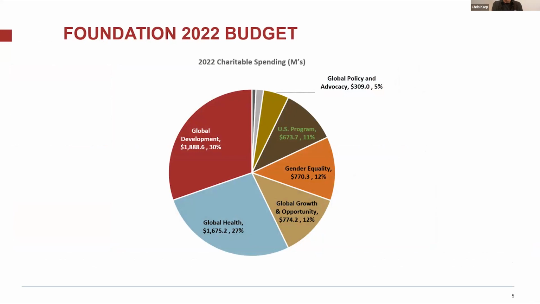So next slide here. Two points here. This is a pie chart view of the budget from 2022. About $7.5 billion went out the door in terms of charitable spend. The main point here is just to situate the center of gravity of the foundation in the global program. So you see a variety of divisions here: global development, global health, global growth and opportunity, global policy and advocacy, and the most recently set up division, gender equality, which is also a global program. There's a much smaller US program, which is focused on education in the US.